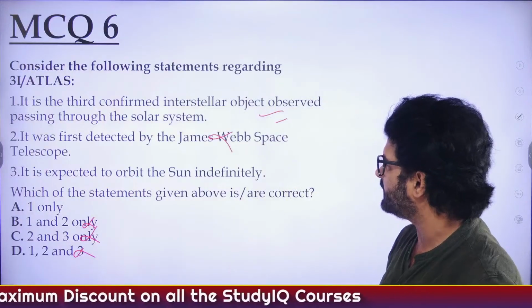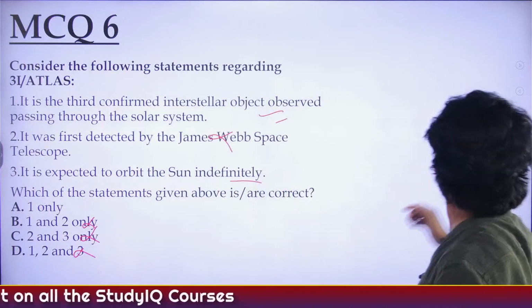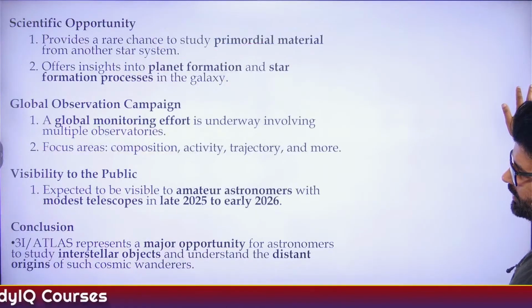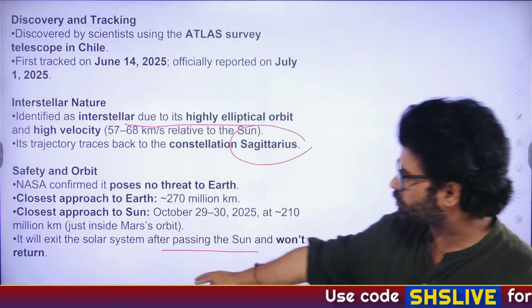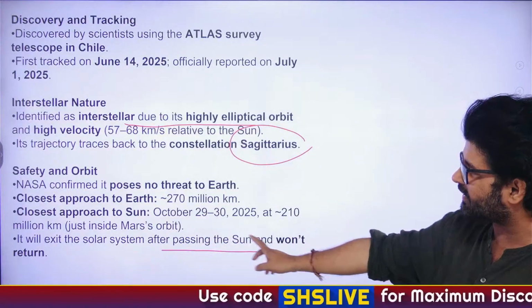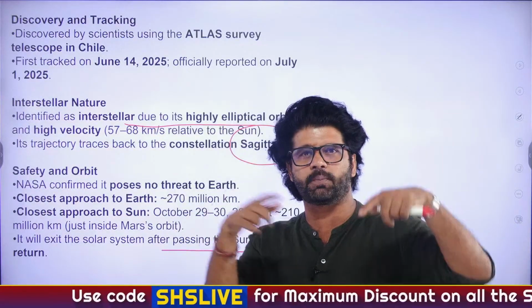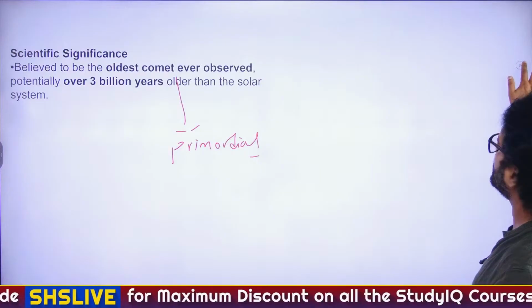It is expected to orbit the sun indefinitely? No, it is not going to come back. If you go back and see this, we have discussed this. Let's have a look at this. It will exit the solar system after passing the sun and won't return. So it is not going to orbit the sun. It is not an asteroid.